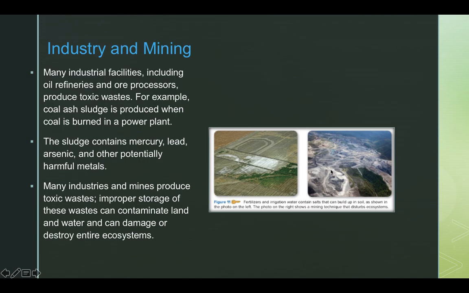Industry and mining. Many industrial facilities, including oil refineries and ore processors, produce toxic waste. For example, coal ash sludge is produced when coal is burned in a power plant. The sludge contains mercury, lead, arsenic, and other potentially harmful metals. Many industries and mines produce toxic waste. Improper storage of these wastes can contaminate land and water and can damage and destroy entire ecosystems.